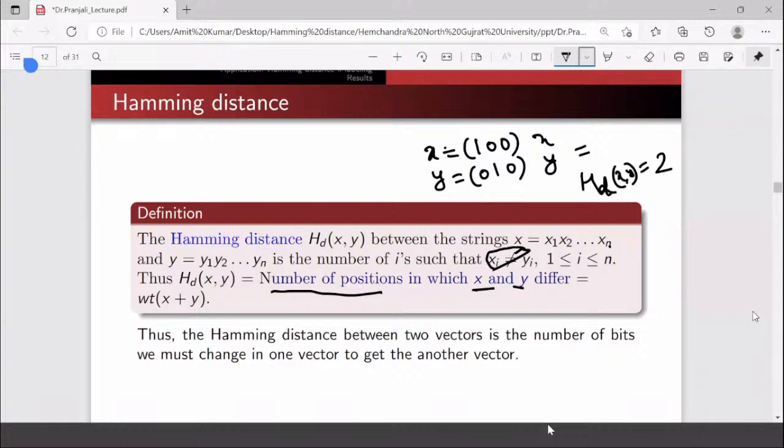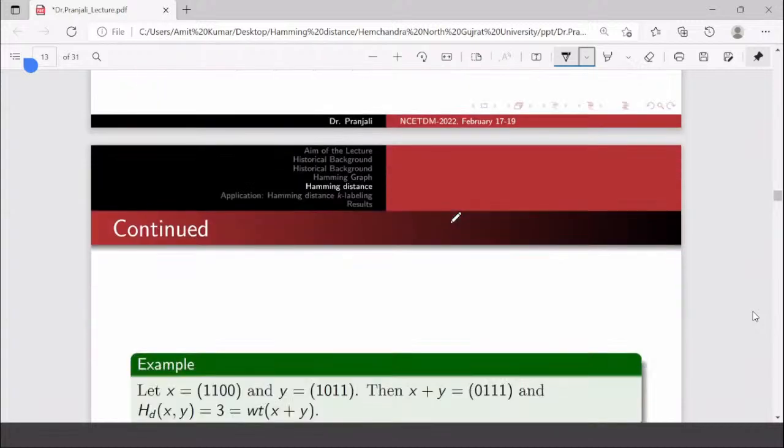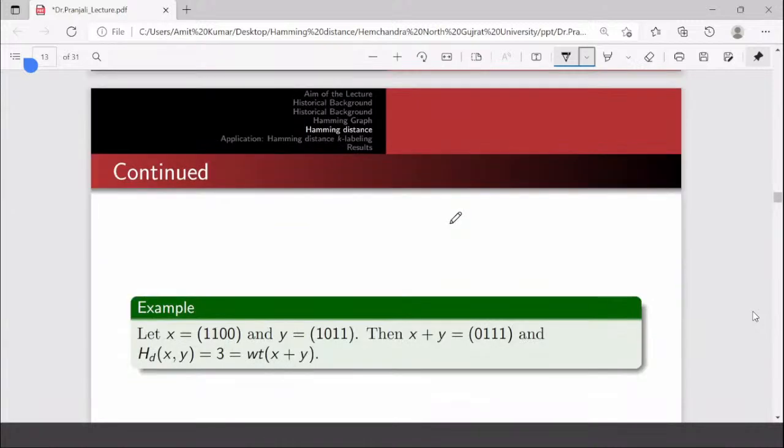Okay. Or it can be calculated by summing these 2 vectors and then calculating the weight of x plus y, which is the same as the Hamming distance between x and y. So you can take a vector or a string and sum it up by the previous method, summing the corresponding tuples, and then calculate the weight of that. In this way, we will be able to calculate the Hamming distance.